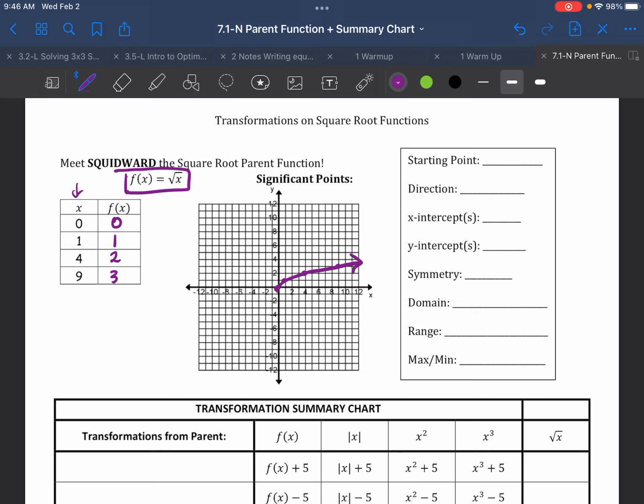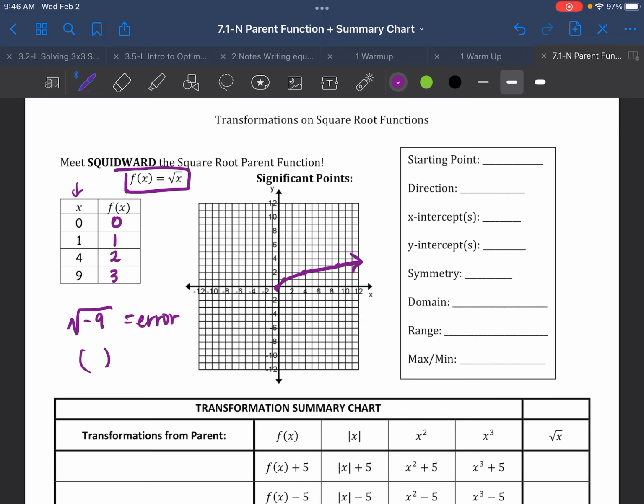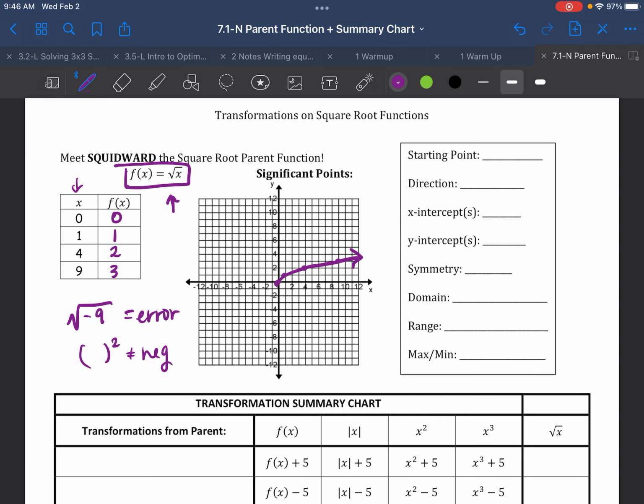Now, it's important to note that you cannot take a square root of a negative number. And so if I were to type in square root of -9 into the calculator, it would give me error. Okay, you can't take the square root of a negative number because there's nothing real that if you square it will give you a negative number. Okay, and so for the square root parent function, you can't put anything negative into the radical. You can't get anything negative out of the radical. And so that's why we have this blunt starting point.